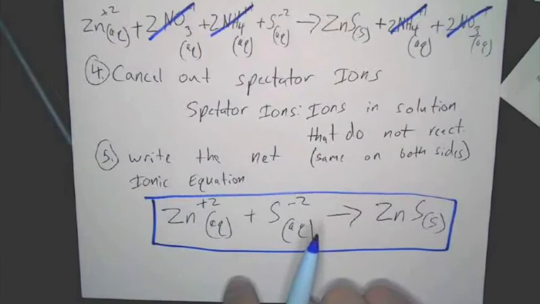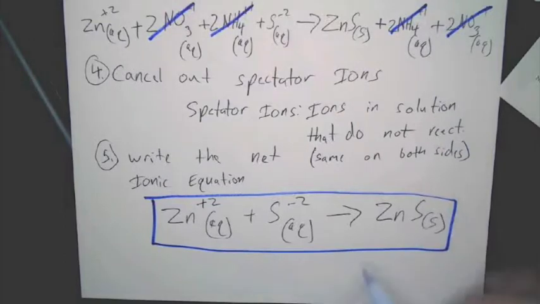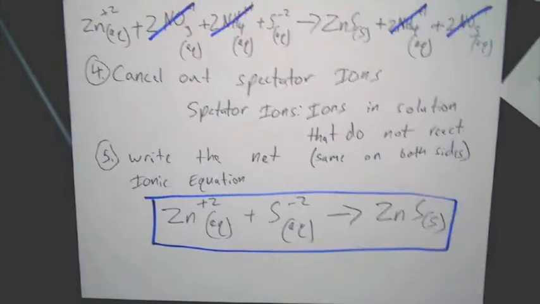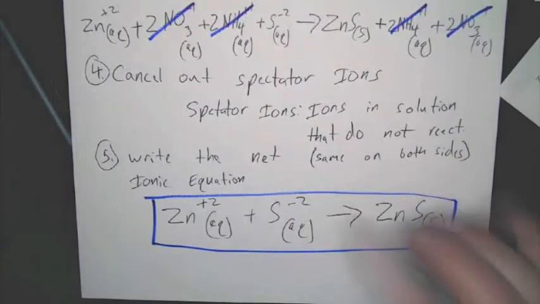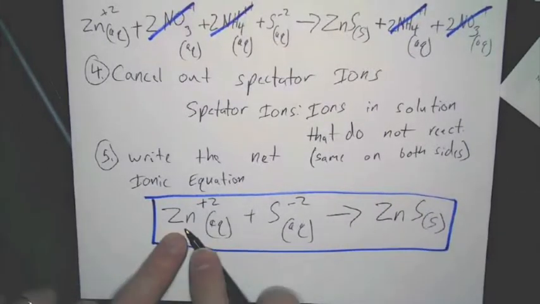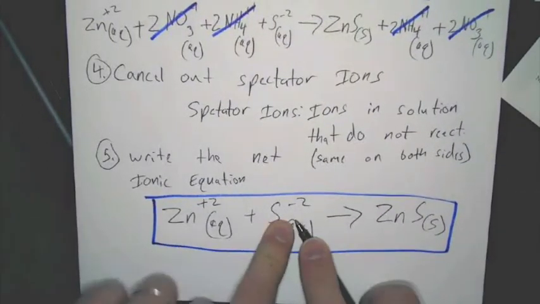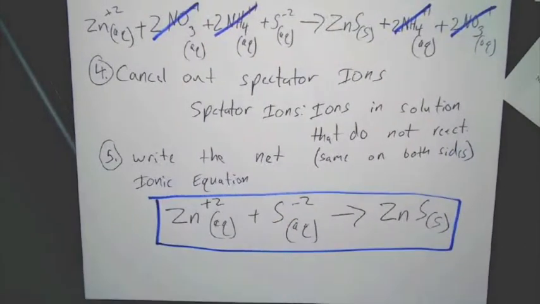This is only for double displacement reactions that are occurring in solution. There's no way to do this for single displacement, combustion, synthesis, or decomposition. It's not possible. Now, the whole idea is that the only thing that actually happens in the reaction is that when zinc ions contact sulfide ions, they make this compound.